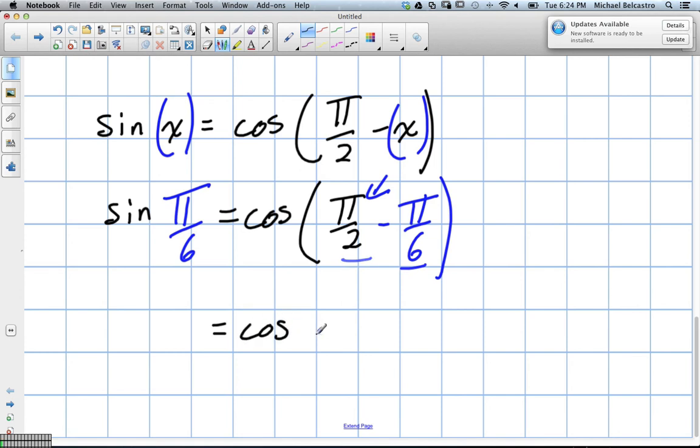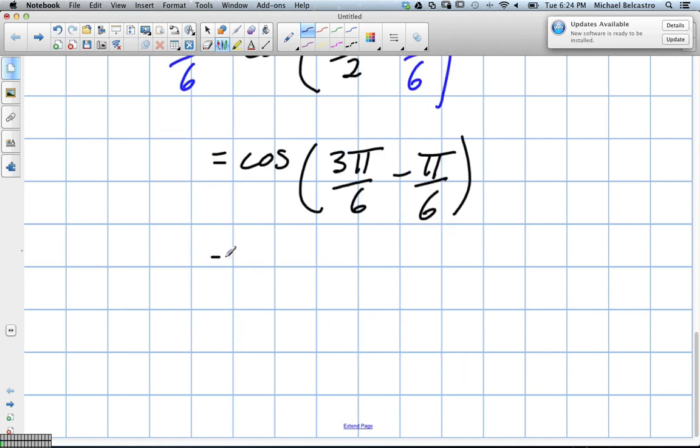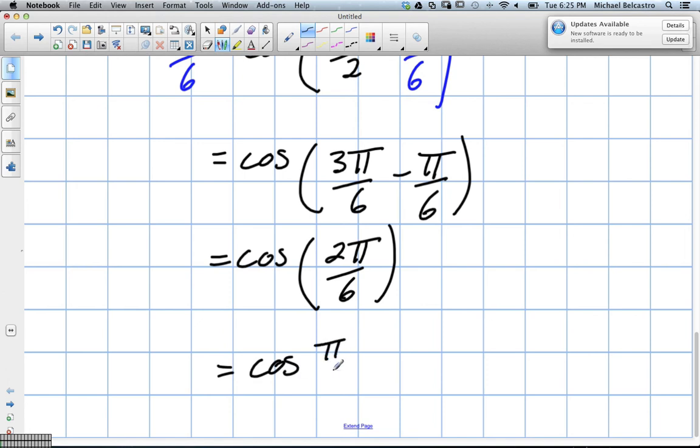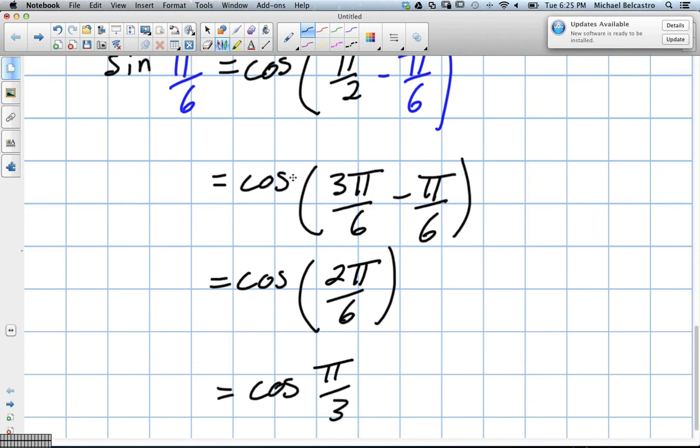So we have cos. What would this be as a fraction if we need the denominator to be 6? That's right. 3 pi over 6 minus pi over 6. And what is 3 pi over 6 subtract pi over 6? 2 pi over 6, which can be reduced to pi over 3. So cos pi over 3. Now, do we know any special triangle relationships that deal with cos pi over 3? Do you recall any off the top of your head? No? Okay, let's try to create one.